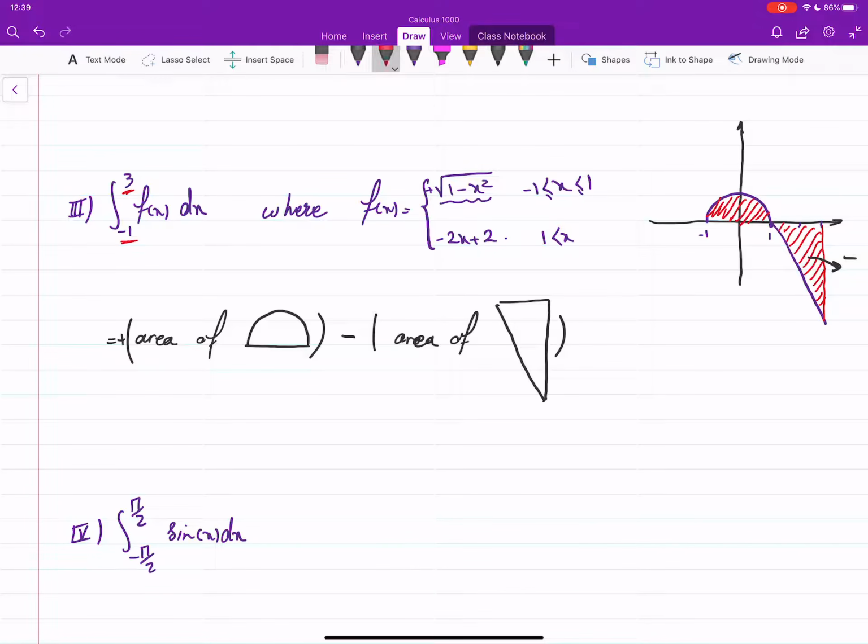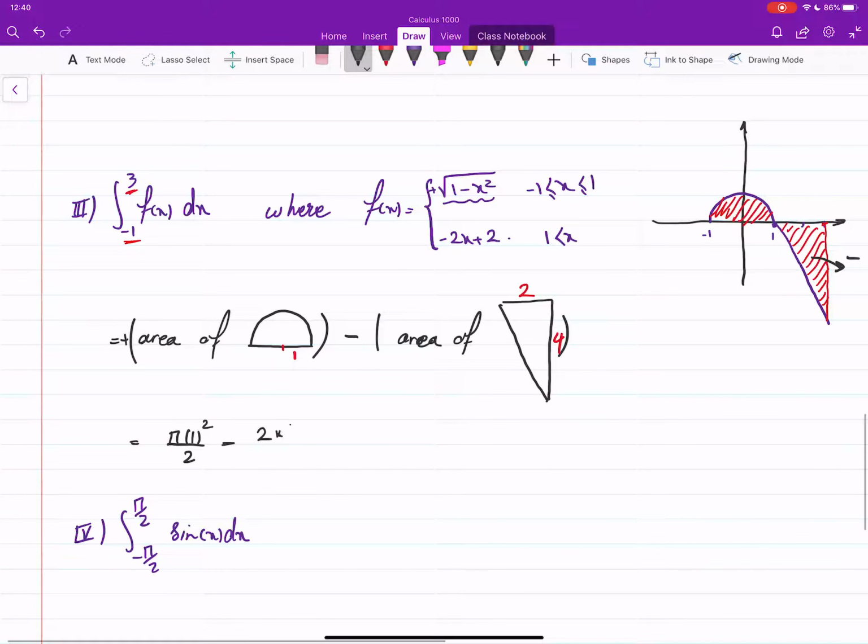What information do we have? Well, the radius of this is 1, and the base of the triangle is 2. The height, well, you just plug in 3. This is negative 6 plus 2, which is negative 4. The length of the height is 4. Well, now we have all the information. The area of a semicircle of radius 1 is pi r squared, half of that because this is a semicircle, minus the area of the triangle, base times height divided by 2. So this is pi over 2 minus 4. What do we get?